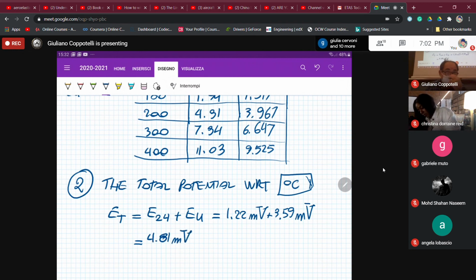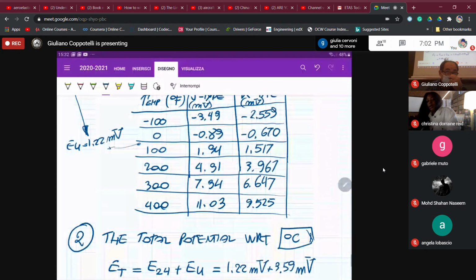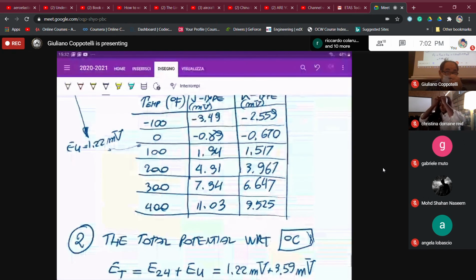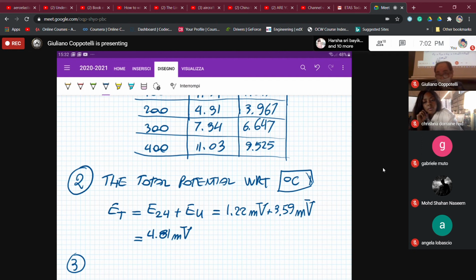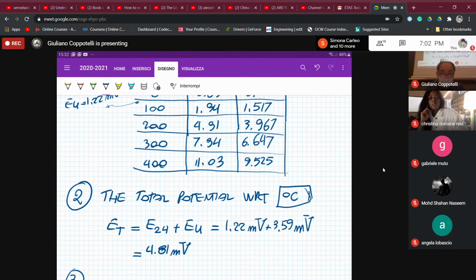Now what? Remember, the second step is telling me what is the total potential that we can have by putting the same thermocouple with the cold temperature at 0 degrees and the output temperature at the unknown one, just by adding up the two potentials that we consider, 24 and the one that we measure.